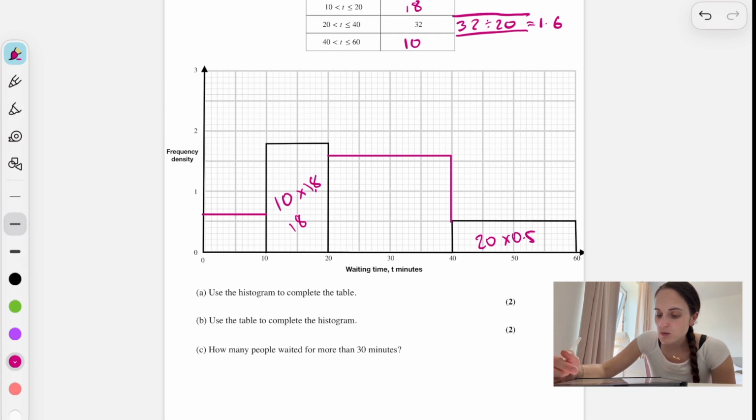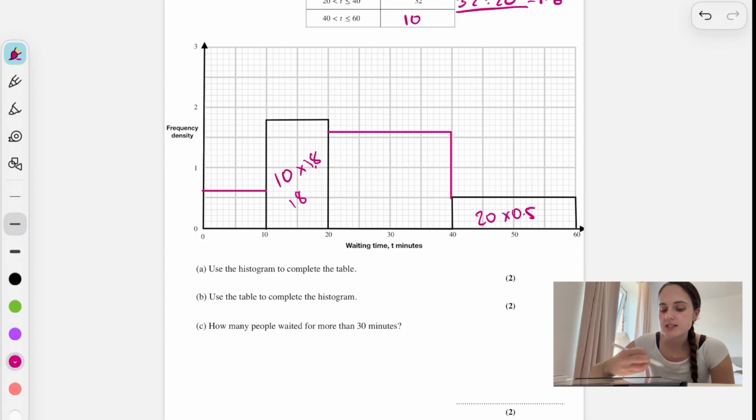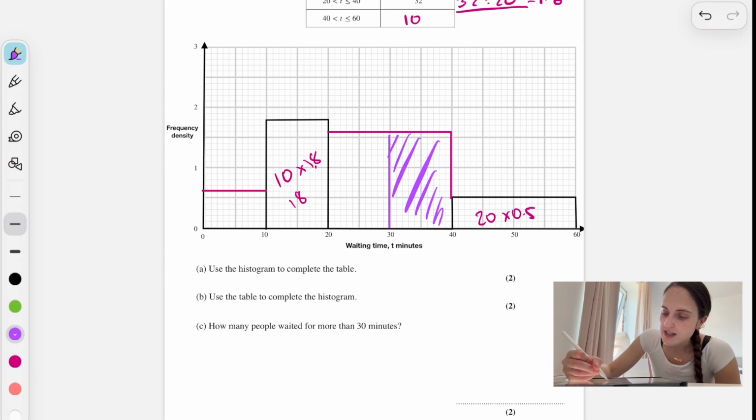The next part, we need to work out how many people waited for more than 30 minutes. So to do that, we need to work out the number of people waiting a time greater than 30 minutes. So we need to go along to 30 and we need to work out how many people there are beyond 30. So we know there's 10 people here, so we don't need to do anything there, but we need to work out the area of this new rectangle that I've just formed here.